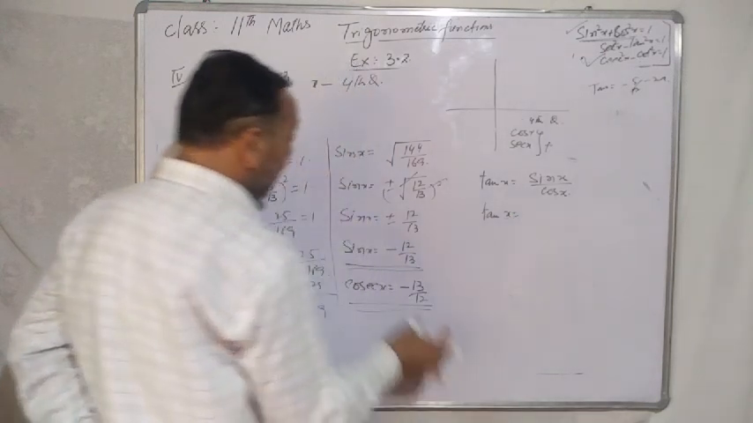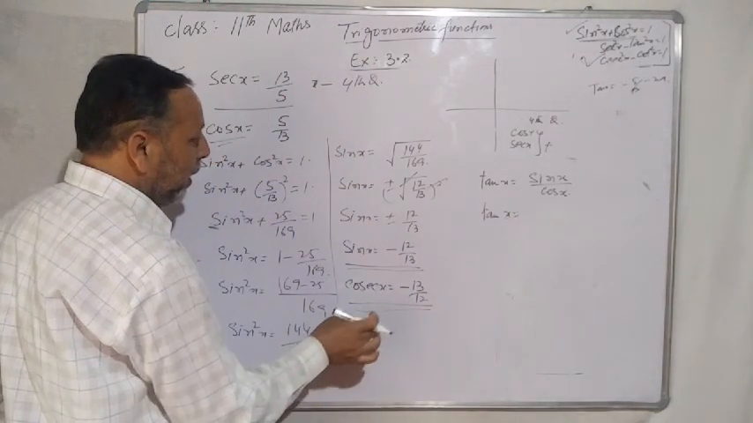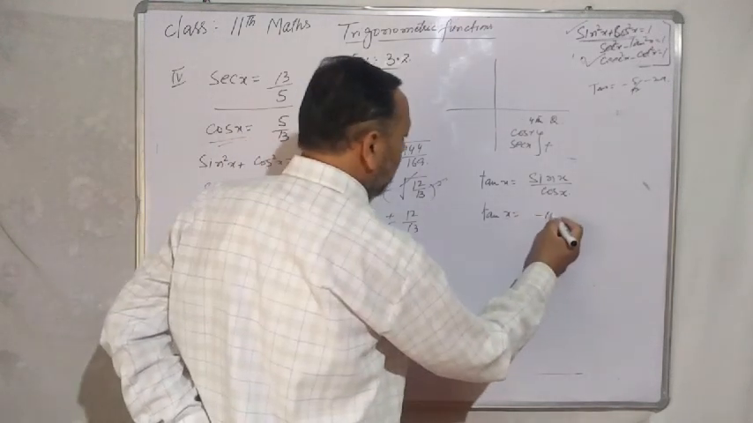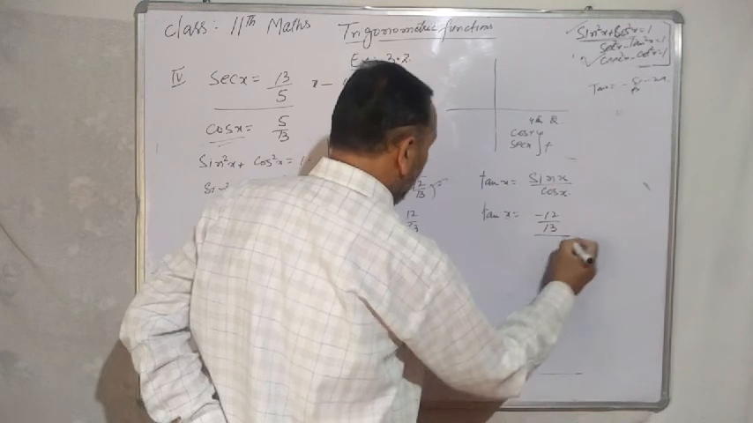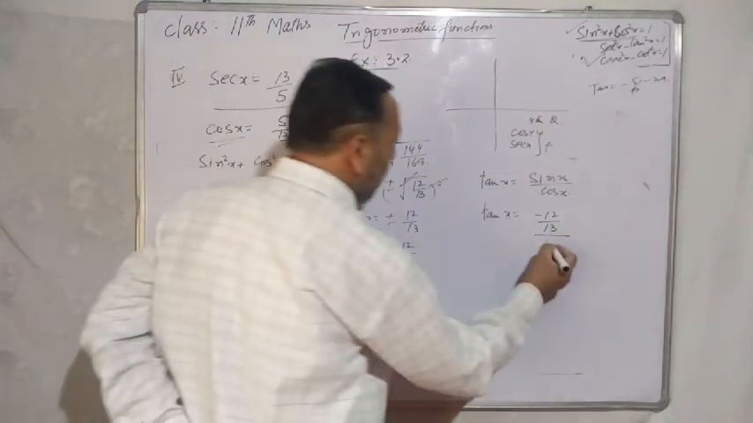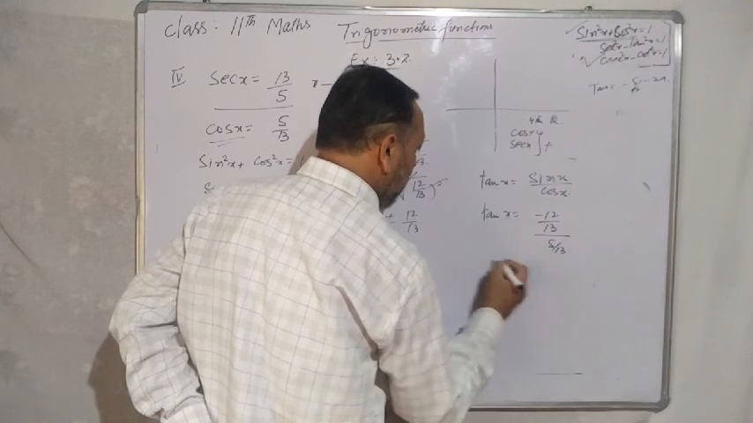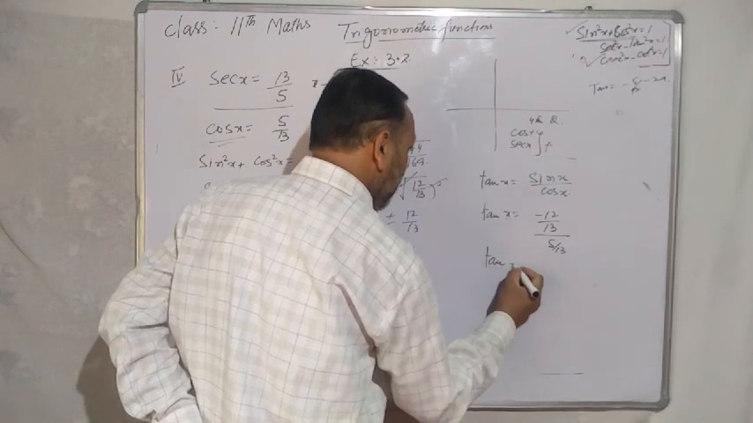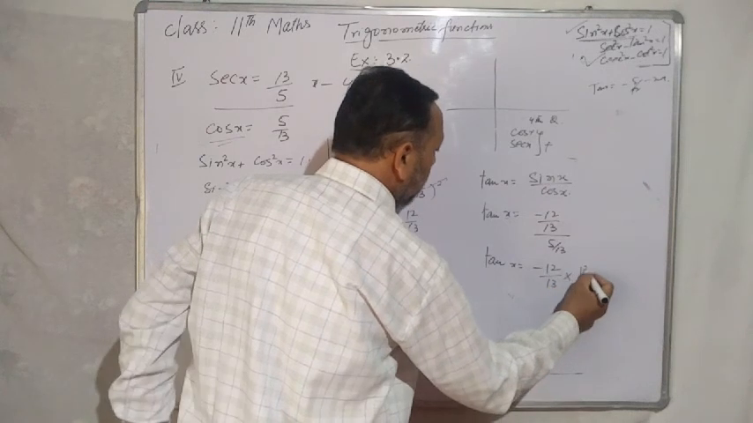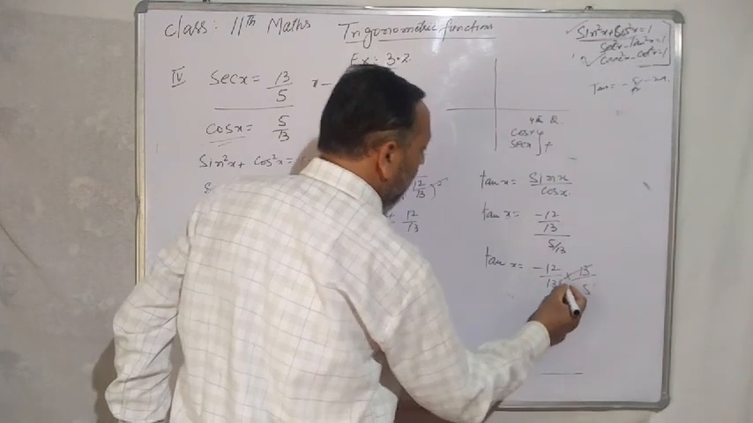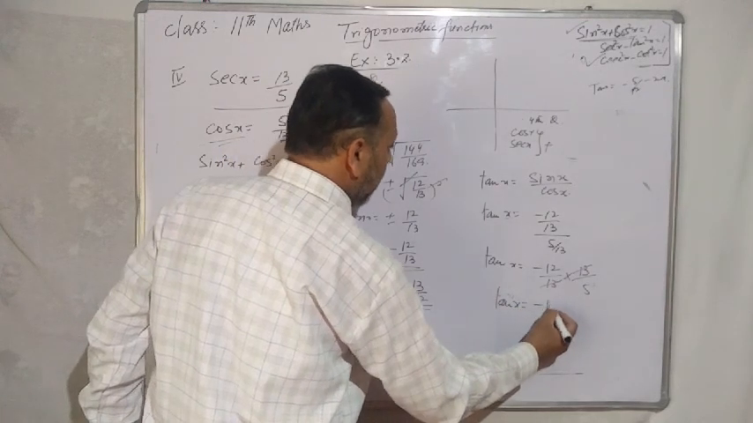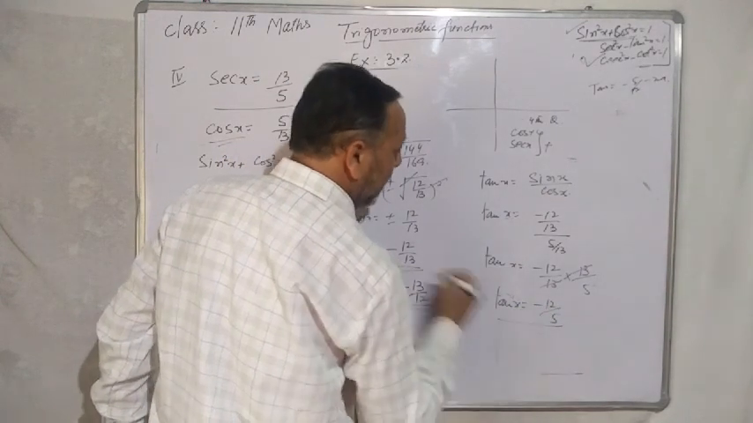So tan x is sin x, which we have as minus 12 by 13, divided by cos x. Cos x is 5 by 13. That means tan x is equal to minus 12 by 13 into 13 by 5. 13 and 13 cancel. It means that tan x is equal to minus 12 by 5. So this is tan x.